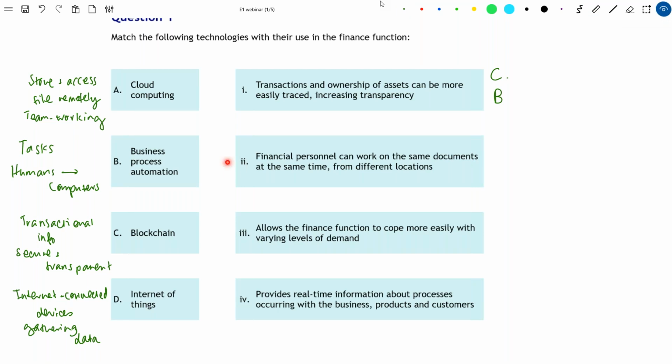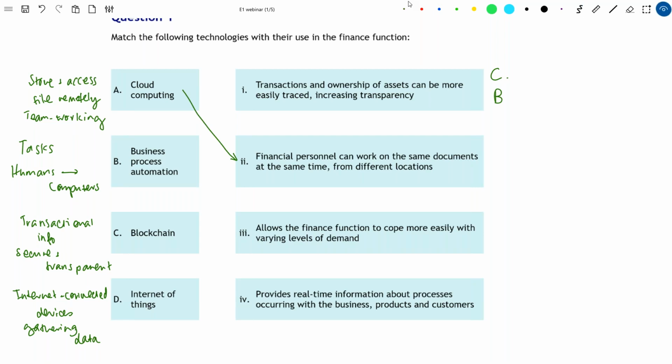So option 2 is financial personnel can work on the same documents at the same time from a different location. Now, this option here can only really be cloud computing. And that's because none of these other options here allow people to work on the same documents at the same time from different locations, whereas cloud computing does. Because the files are stored remotely on the cloud server, that means that people in different locations can work on it at the same time. So we can say that this one can be cloud computing, and we can be pretty confident about that one.